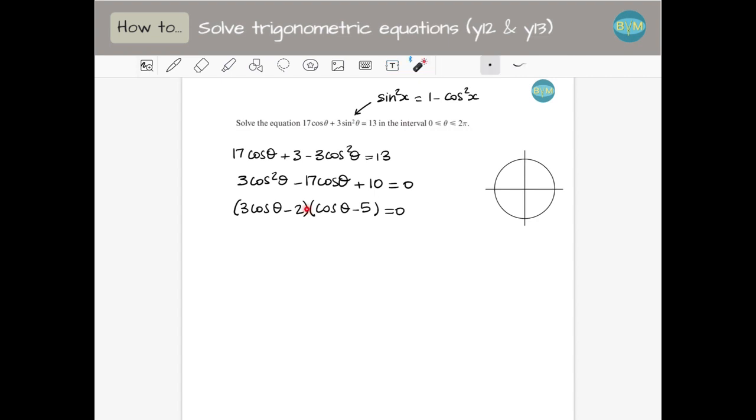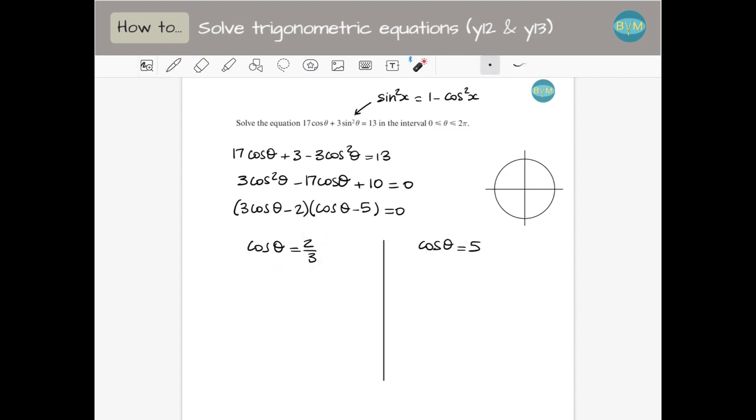Yeah, I'm just factorizing like a normal quadratic. And then I can make this factor equal to 0 and this factor equal to 0. So these equations, when I have squares, will potentially give me more solutions, and I have to explore both options. So if I make the first bracket equal to 0, I get cos theta is 2/3. If I make the second bracket equal to 0, cos theta is 5. And I have to check both solutions and find the answers.